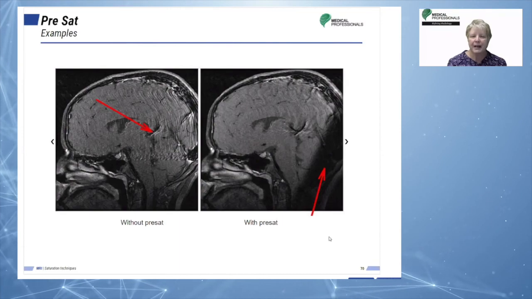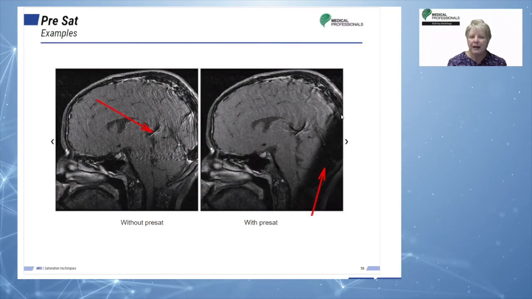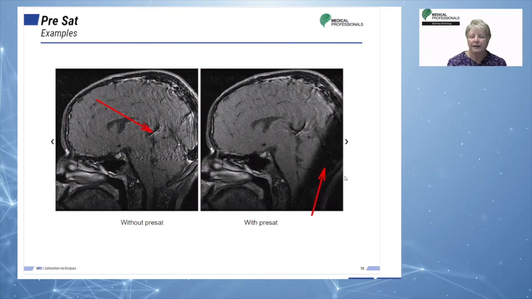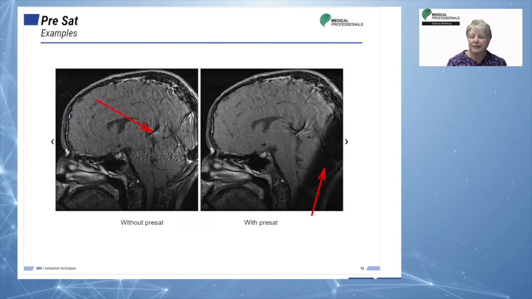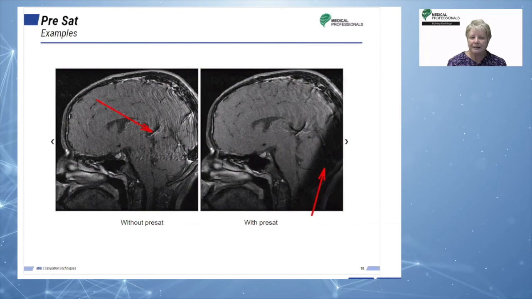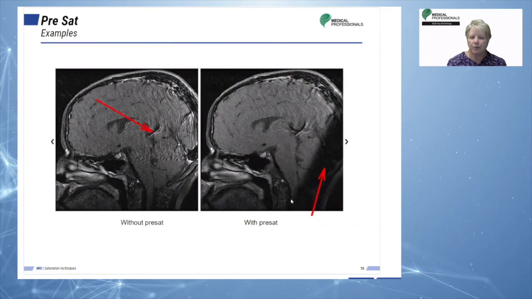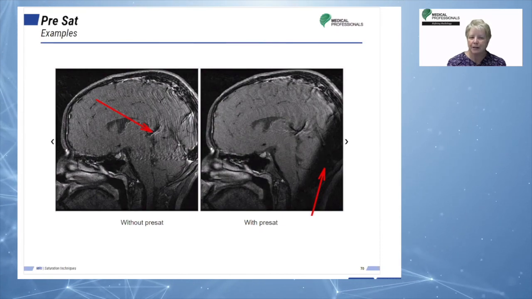On the second image, we see a dark band. That dark band is our saturation pulse. This is that pre-saturation pulse band. It works along the same principle of the gradients. The protons in this area, in that dark area, will not precess at the same rate as the rest of the protons in the image.